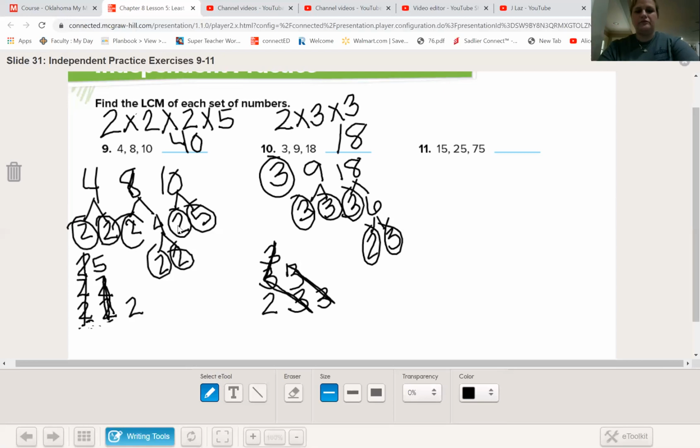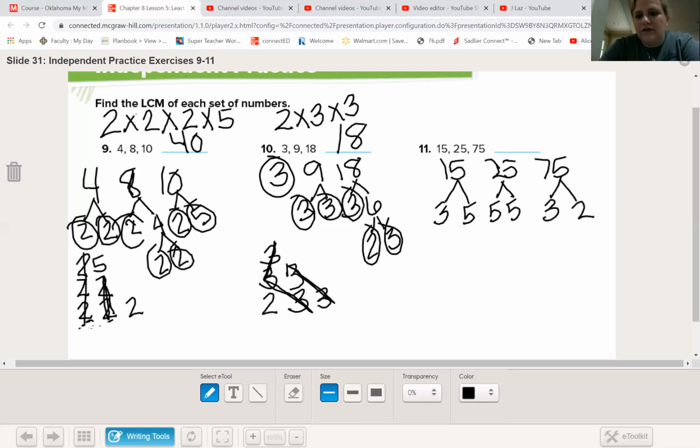Now the last one, 15, 25, 75. 15 is 3 times 5. 25 is 5 times 5. 75 is 3 times 25. Think of quarters. If you have 3 quarters, you have 75 cents. And then 5 times 5.